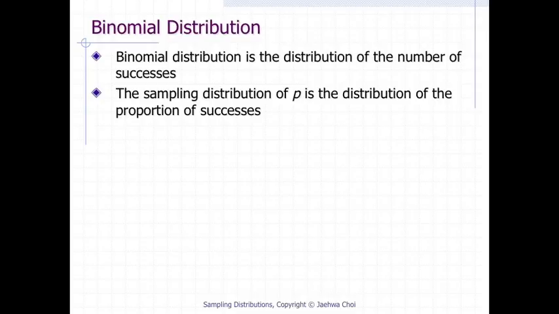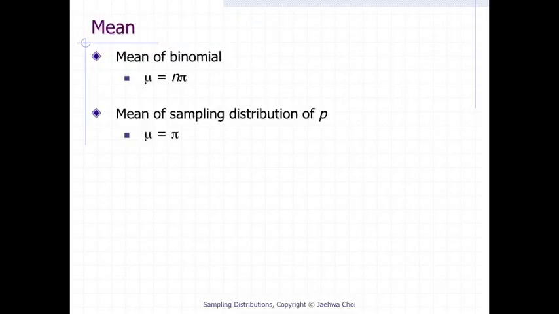The distribution of P is closely related to the binomial distribution. The binomial distribution is the distribution of the number of successes, favoring candidate A, for example, whereas the distribution of P is the distribution of the proportion of successes. The binomial distribution has a mean of n times pi, where n is the number of trials and pi is the probability of success on a given trial.